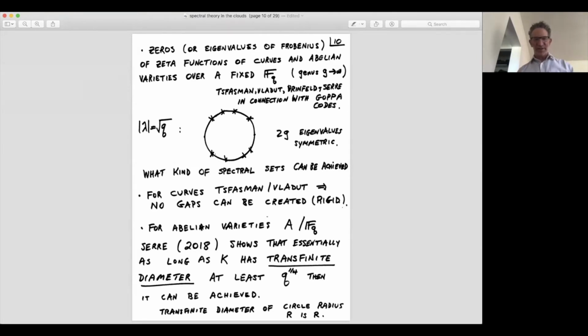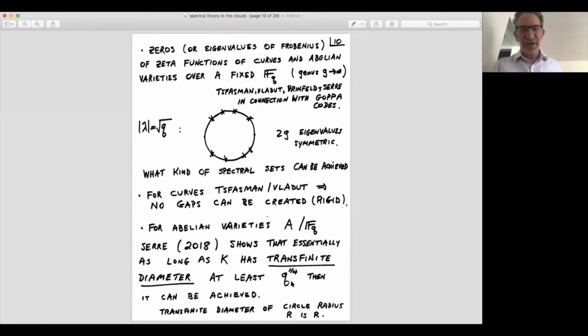On the other hand, what Sarah showed recently is that for abelian varieties over F_q, there is only one obstruction as to what you can do, and that is that you can arrange the eigenvalues to sit in a closed subset K as long as it's large in the sense that its transfinite diameter is at least q to the quarter. I'll define transfinite diameter in a second, but for a circle of radius root q, the transfinite diameter is root q, or the capacity, same thing. And what he's saying is that the set can't be too small. It has to have transfinite diameter at least q to the quarter.